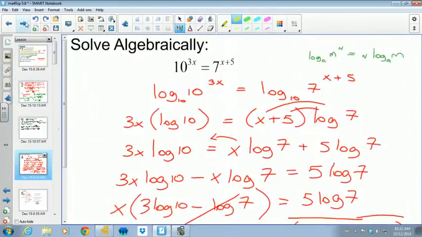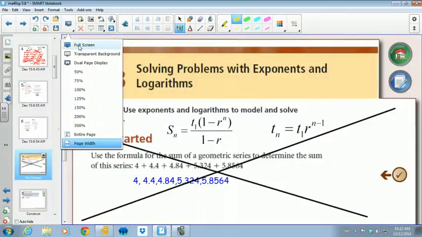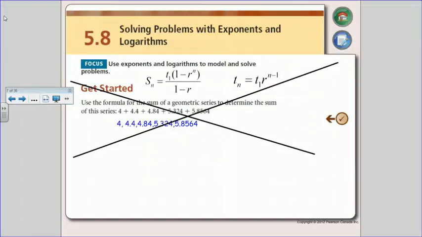All right, 5.8. Right here. Basically, word problems involving what we did in 5.7. What were the main types of word problems that we looked at before I left? Money. Compound interest. Okay? We're not going to use the get started to get started. This geometric series that we took last year is used to develop the proof for the future value and present value formulas. We're not going to take an hour to do that, okay?